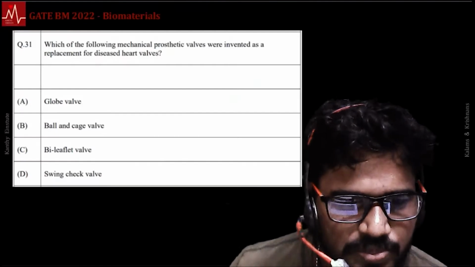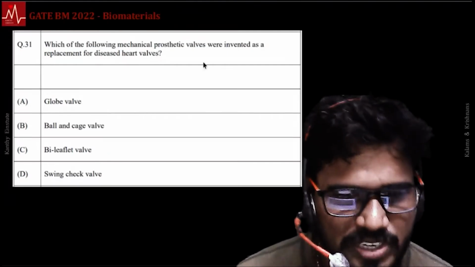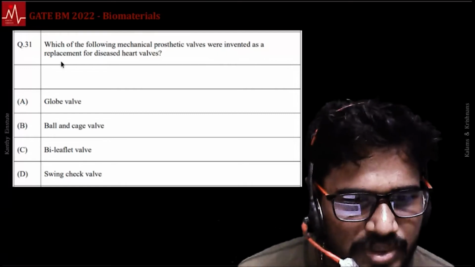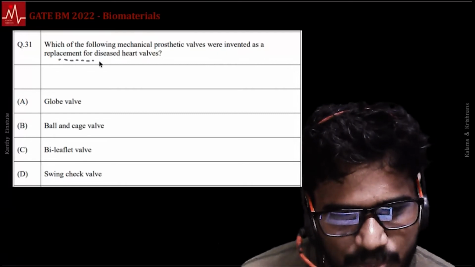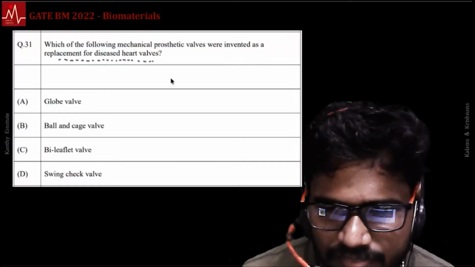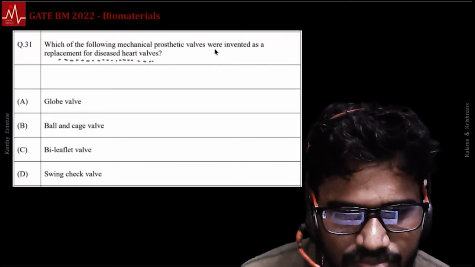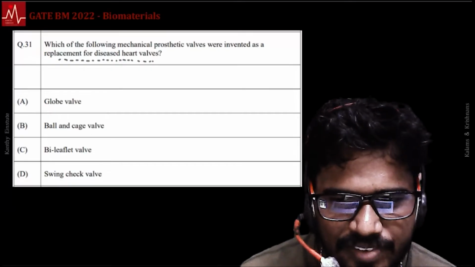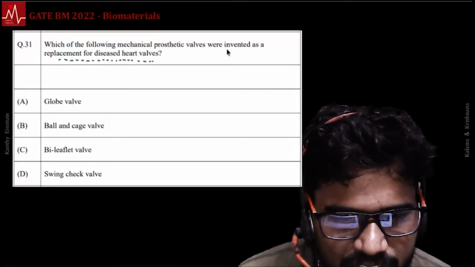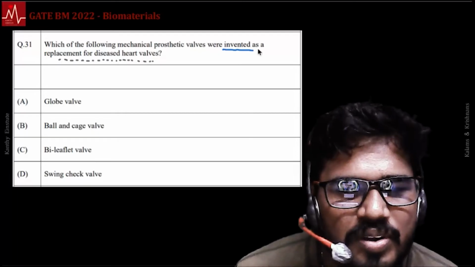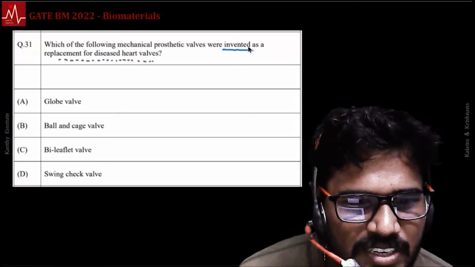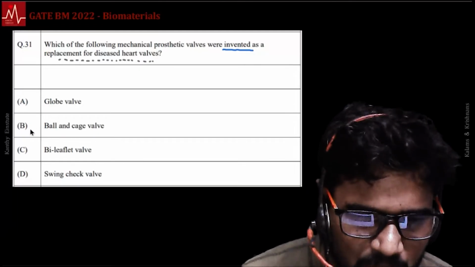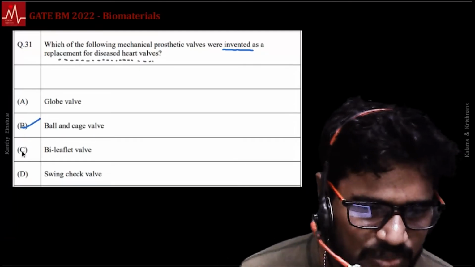Let's go to the next question. Which of the following mechanical prosthetic valves were invented as a replacement for diseased heart valves? If you look at this question, most of the valves actually do exist, but not all of them were invented for that, right? The important point here is that most of these valves are all there. For example, if you take a car engine, most of these valves are there, but the valves that are specifically invented for diseased heart valves, I think, are the ball and cage and the bileaflet valve.